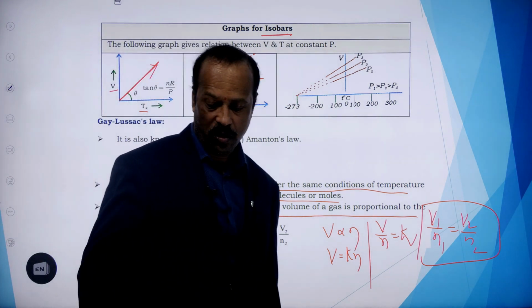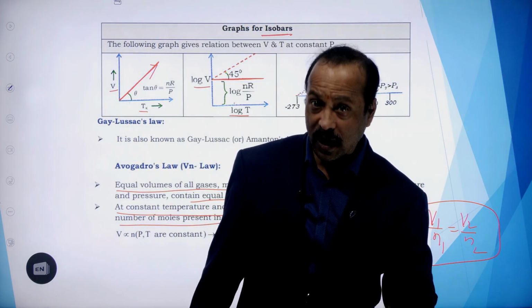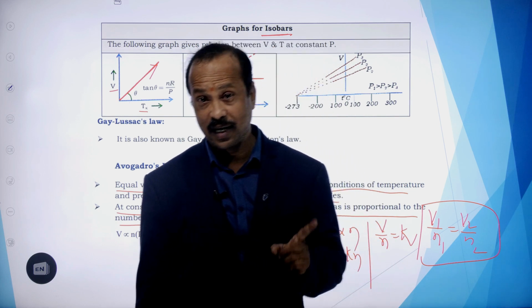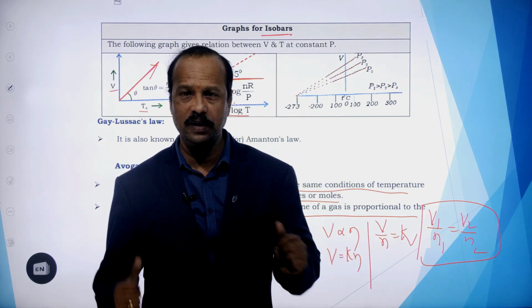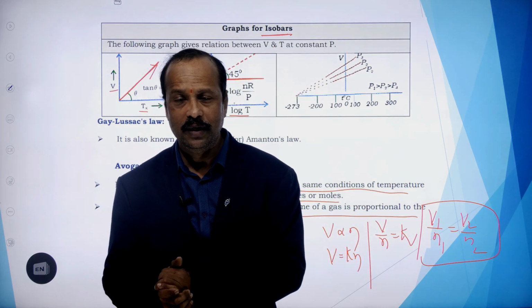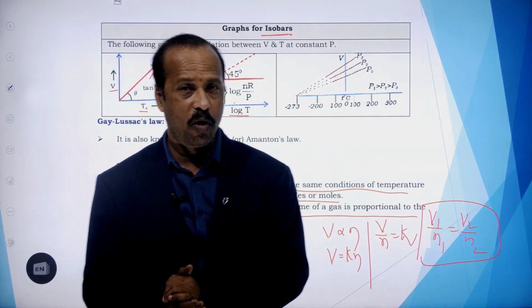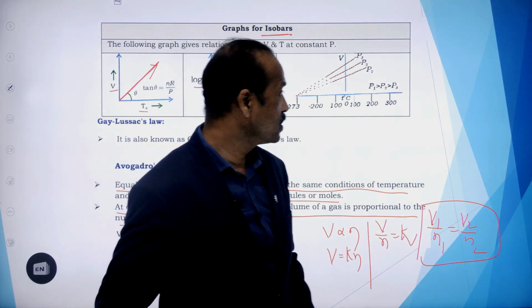So, that's all about the gas laws, students. Other laws are there: Dalton's law of partial pressure and Graham's law of diffusion. Other gases we discussed in the second synopsis. But as of now, the gas laws are finished. These are the three main important gas laws. One is Boyle's law, second is Charles law, and third is Avogadro's law.